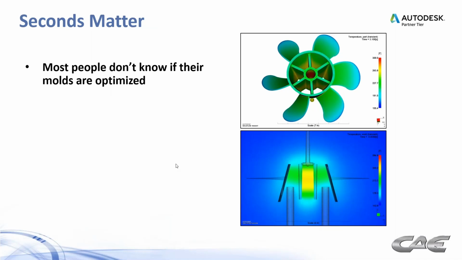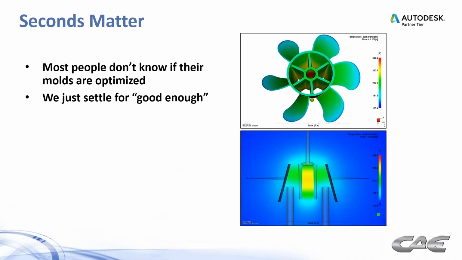So, when it comes to cooling analysis, I'll make a claim that most people don't really know if their molds are optimized, but seconds matter. Sometimes tenths of seconds matter. And if you don't know if your mold's optimized, I think there's some real opportunity there. And a lot of times, I've seen this a lot. We just settle for, well, that's good enough.